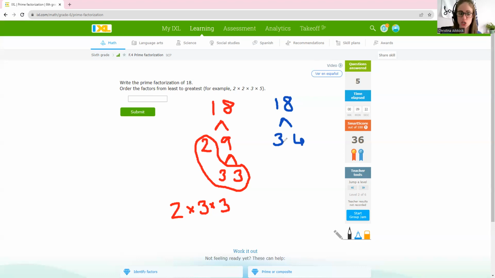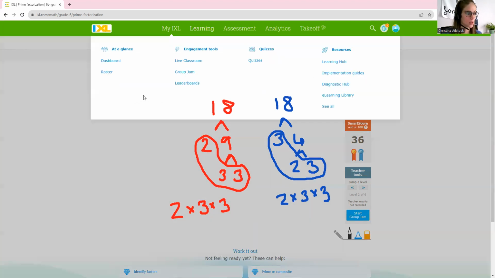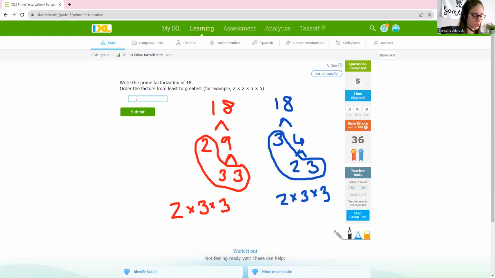Now, if we look over in blue, let's say you started with 3 and 6. Well, 3 is prime, so that one's a dead end. But 6 is not. 6 can break down into 2 times 3. And once again, we are only left with primes. If we put those in order from least to greatest, it is the exact same answer. And if you wanted to check your work, you can multiply that back out, and you would get 18. 2 times 3 is 6. 6 times 3 is 18. And when you type it in, make sure that you put it in order from least to greatest, and it doesn't matter whether you put spaces or not, it'll still count it as correct.